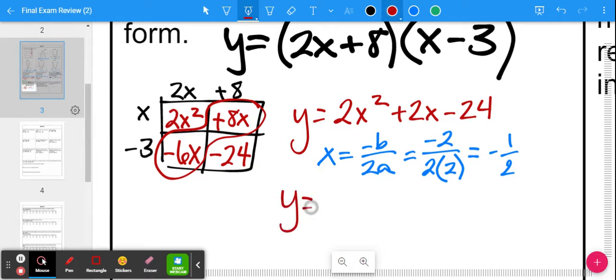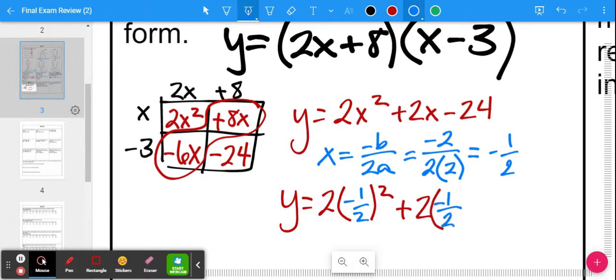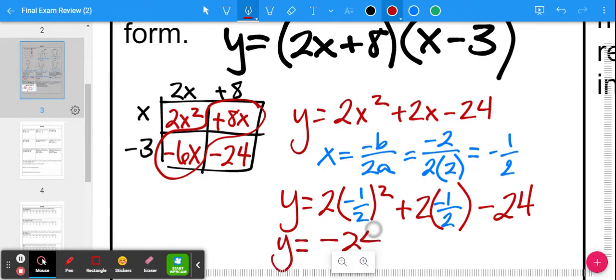So we have y equals 2 times (-1/2) squared plus 2 times (-1/2) minus 24. So each time I said x, I plugged in that -1/2 that we just solved for as our x value. And when you plug this into the calculator, you're going to get -24.5. So because that's a -24.5, I'm going to change my -1/2 to a -0.5 because they are the same.